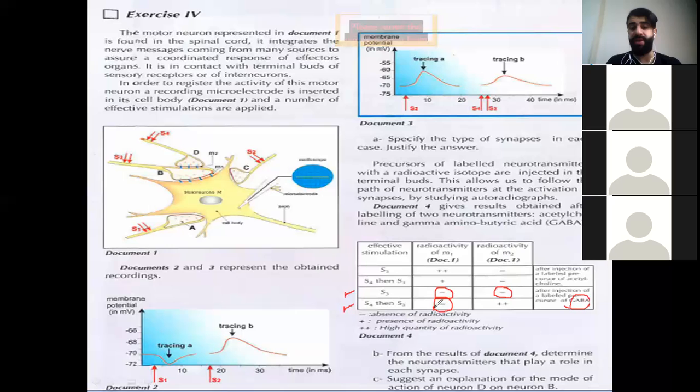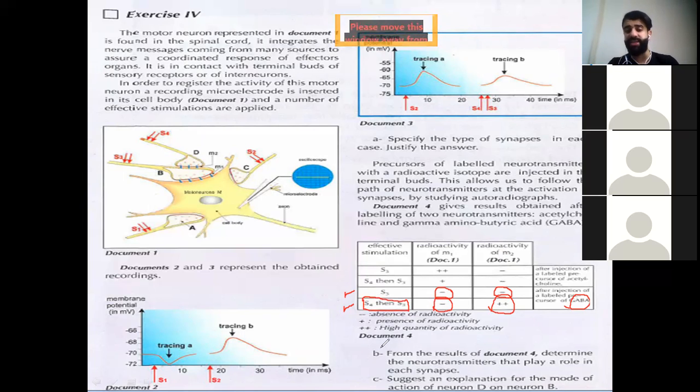So this can be explained that M1 is not the site of action for the GABA. While at M2, whenever we did S4 and S3, we have a high amount of GABA. In this case, we can determine that GABA, the neurotransmitter, has an inhibitory role. Why? Because it works whenever we have the function of the inhibitory synapse.